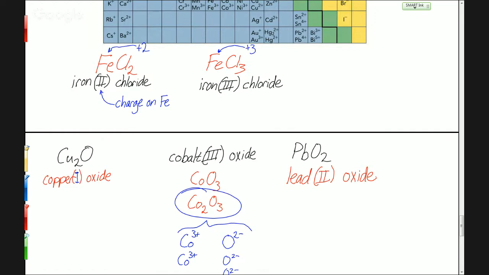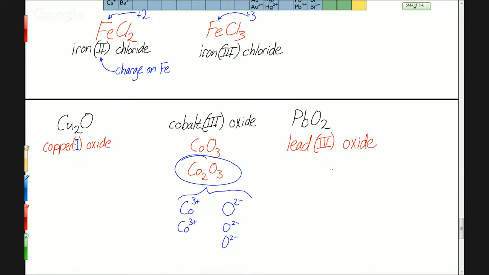Yeah, it's +4 because each oxide is -2, and there's 2 of them, right? So the charge on the lead here is +4 to balance those out. So rather than lead 2, this should be lead 4. Because it's 4 plus. Let's look at the individual ions again. We've got lead 4 plus, and then we've got 2 oxygens, 2 minuses.